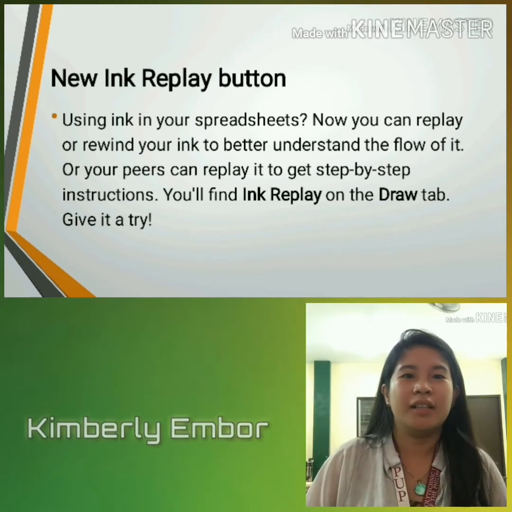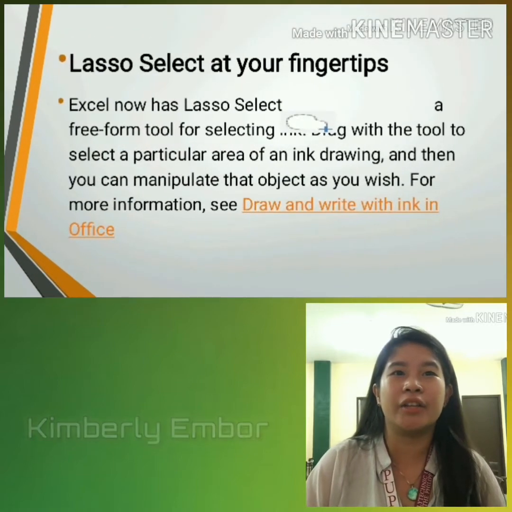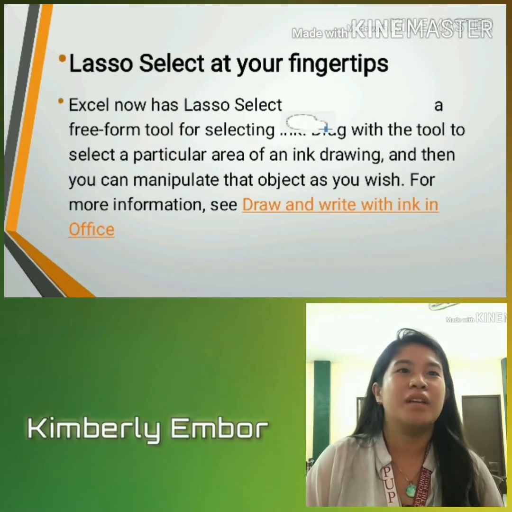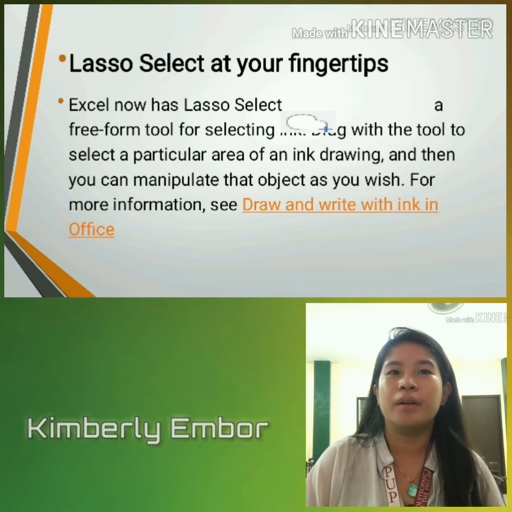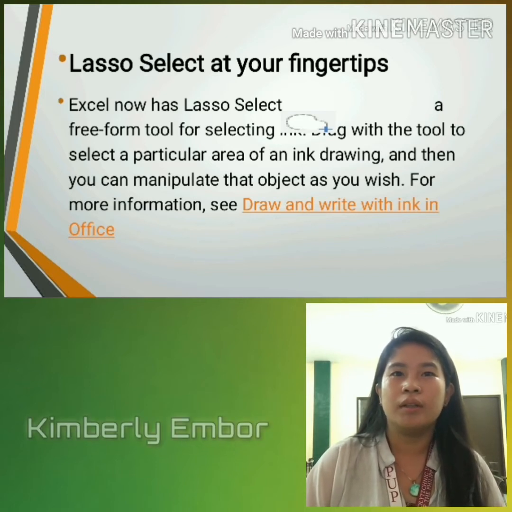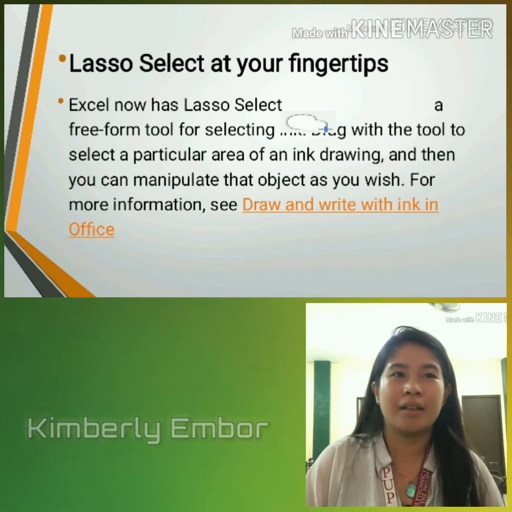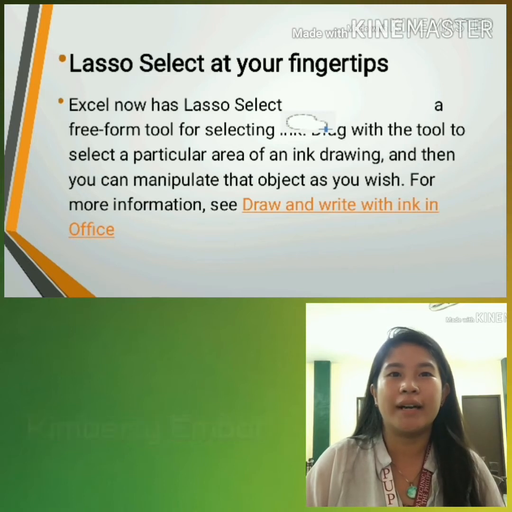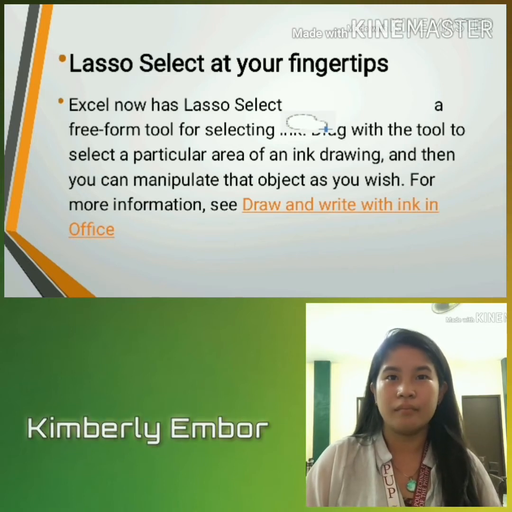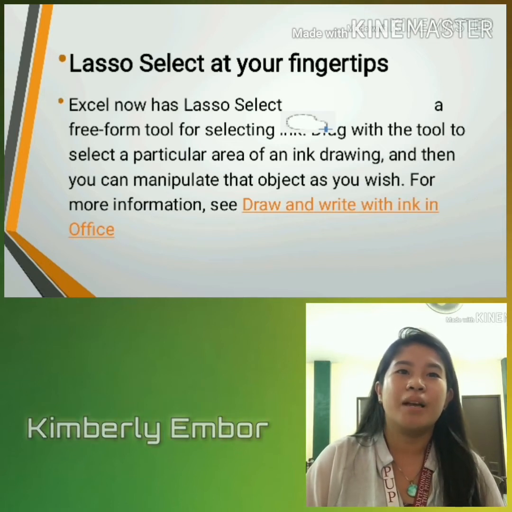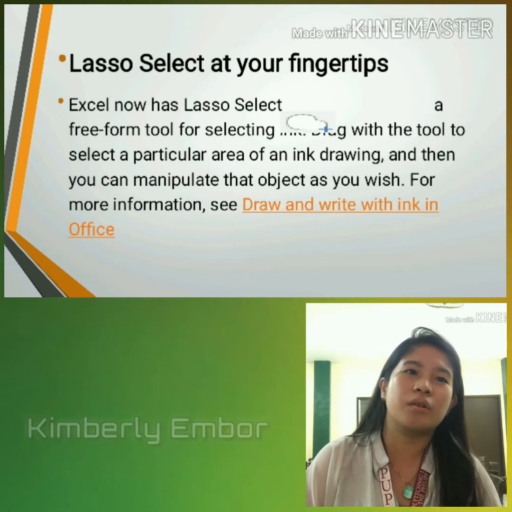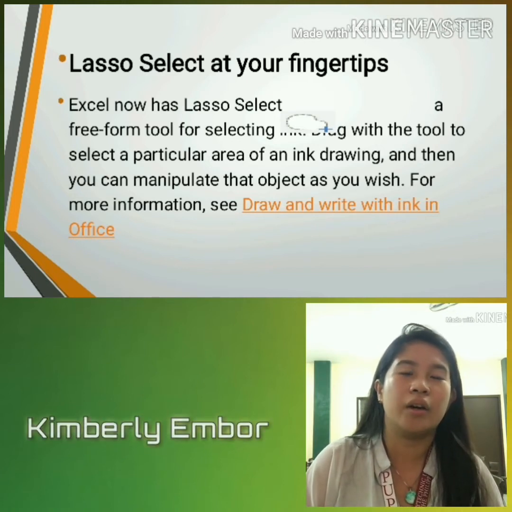And you also have Lasso Select at your fingertips. Excel now has a lasso select, a freeform tool for selecting ink. Drag with that tool to select a particular area or an ink drawing, and then you can manipulate that object as you wish. For more information, see Draw and write with ink in Office.